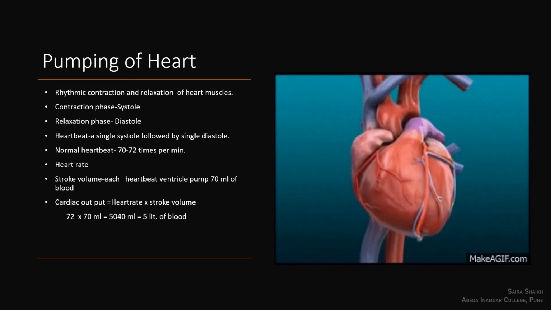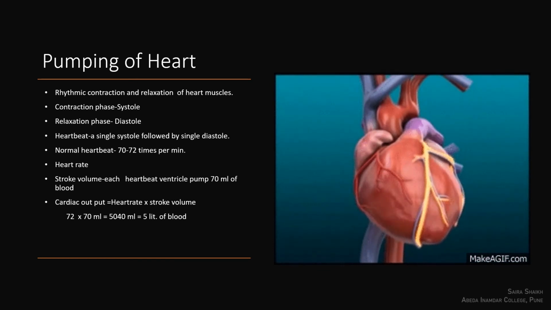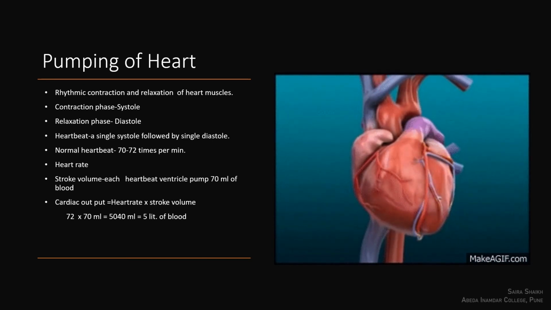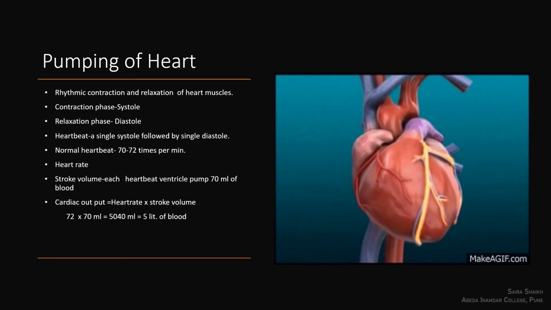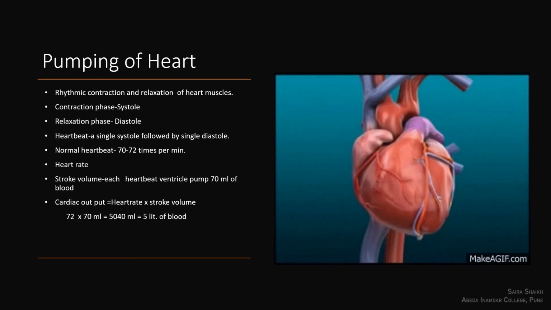Normally, the human heart beats 70 to 72 times per minute. This is the heart rate. If we calculate the stroke volume, it is 70 ml, which is the output coming from the ventricle.